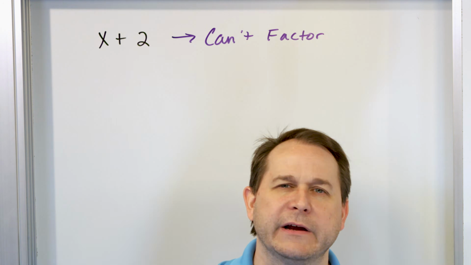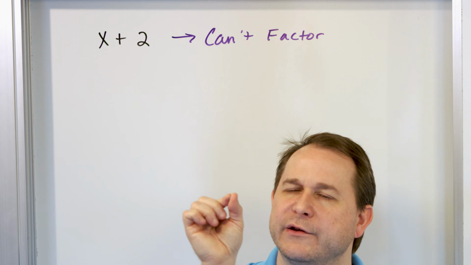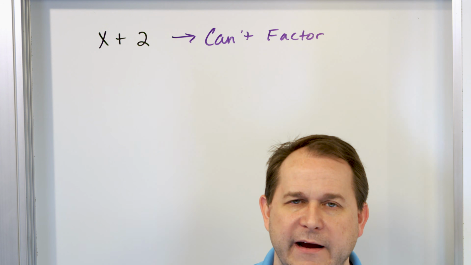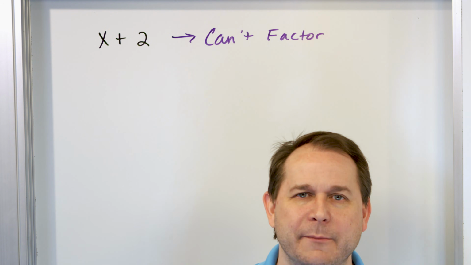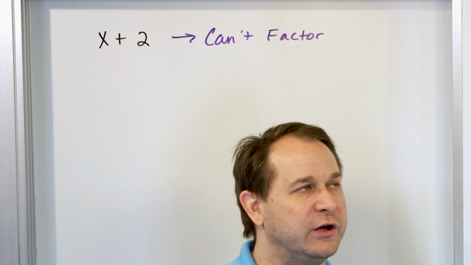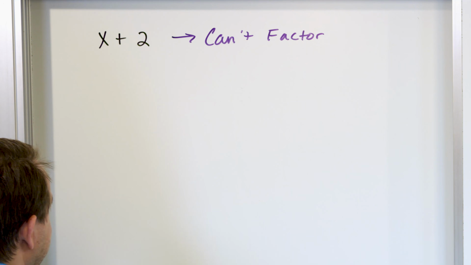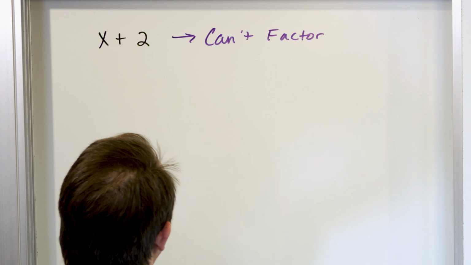Ultimately, factoring is all going to be about looking at every little term and figuring out what is common to everything. What is common to every term? That's what we're going to be looking for. But because there's nothing common here, we can't do anything. So we just write it down. I wrote that down to show you that sometimes you can't factor things.